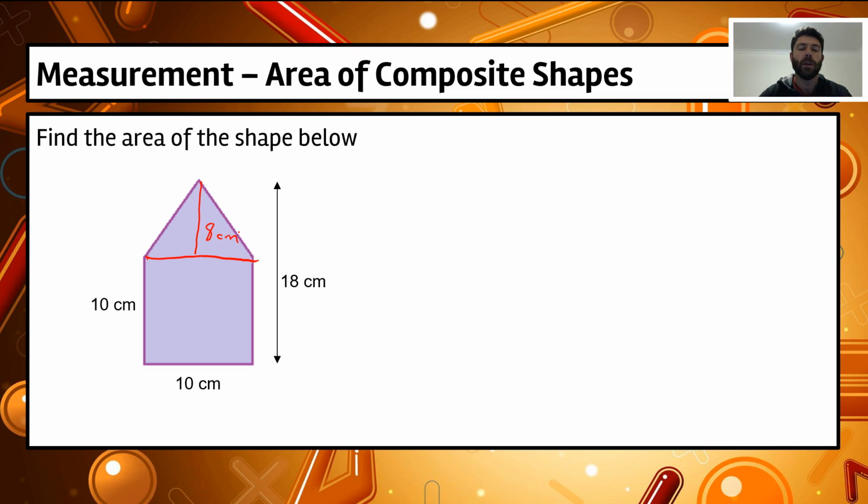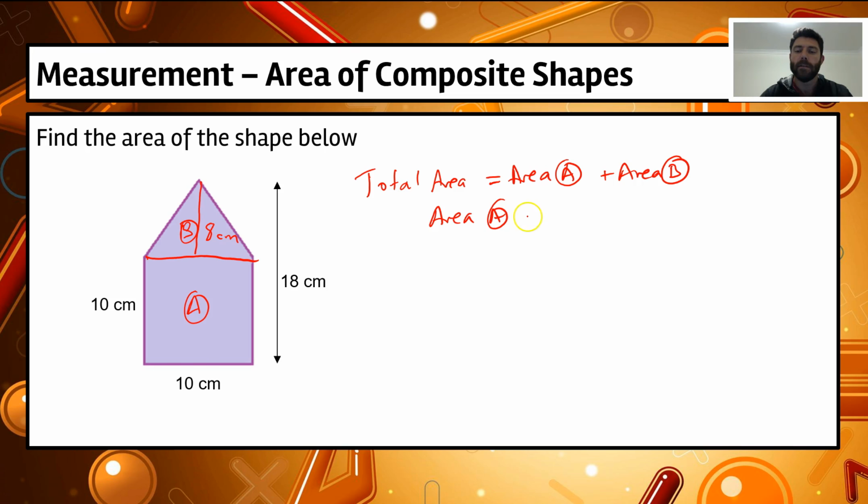Now what we can do is we can look at, okay, well, my total area is actually going to equal, now I'm going to label the square A and the triangle B. So that's the area. Okay, so let's start with area A. The formula for that equals length times width. So area A, if I substitute that in, that's going to be 10 times 10. That equals 100 centimeters squared.